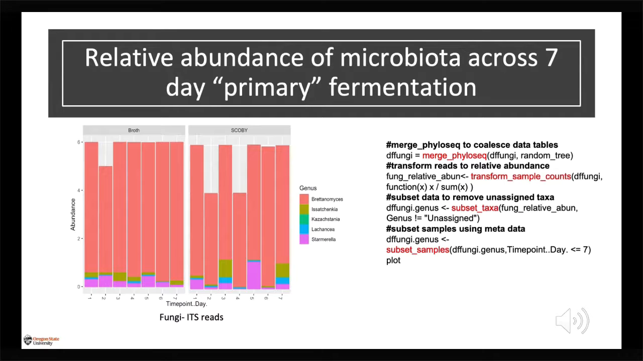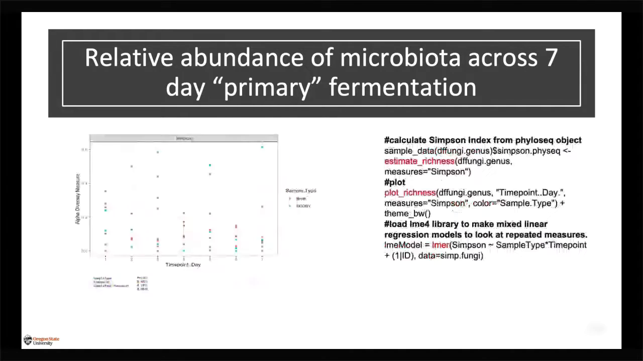transform_sample_counts gave us the ability to convert these number of reads and look at the relative abundance and understand microbial composition within each sample of each time point. Also, subset_taxa and subset_samples were extremely helpful functions that we were able to utilize to specifically focus on samples that would allow us to address questions within our metadata.